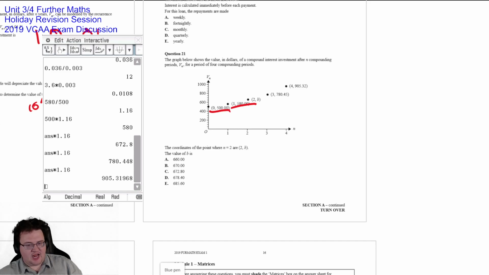If I multiply 580 by the 1.16, I get this value here. But if I multiply that value there by 1.16 again, I get this fourth point. And if I multiply the fourth point by 1.16, I get the fifth point. Therefore, the point that I've got in the middle there, that 672.8, is the only one that makes sense.